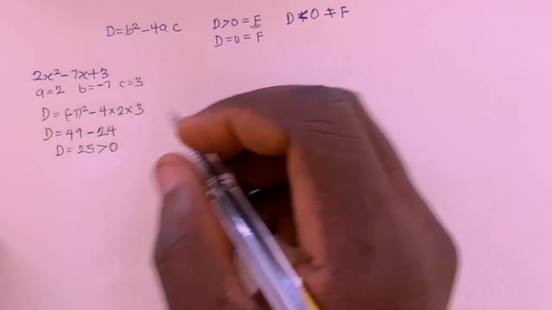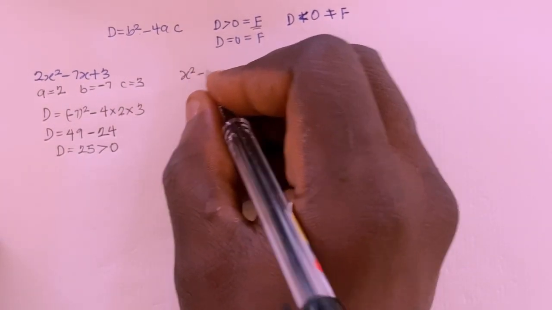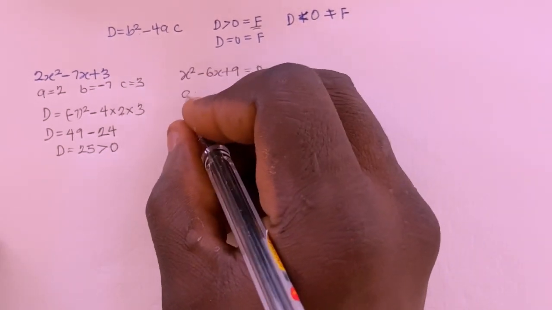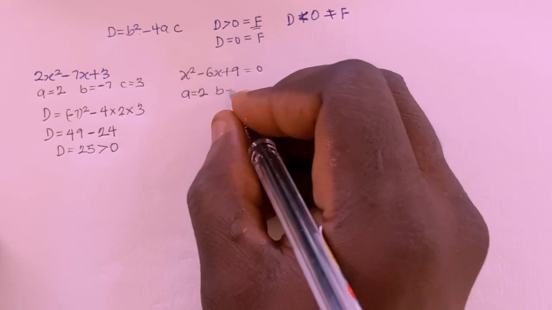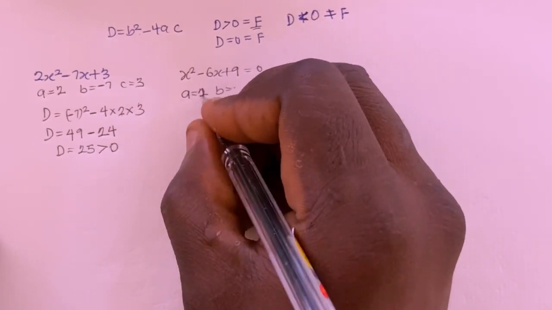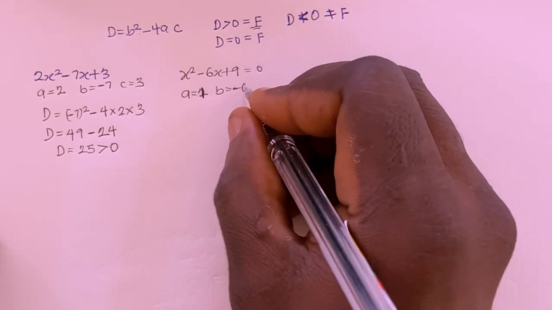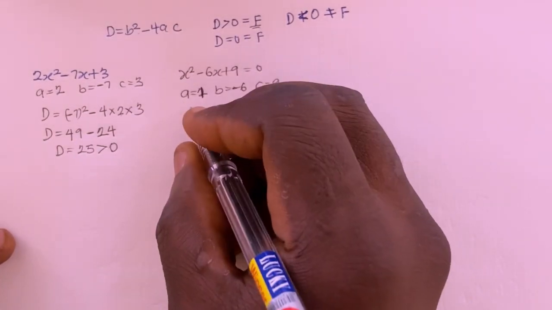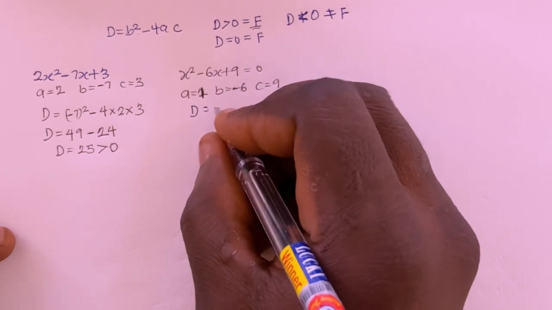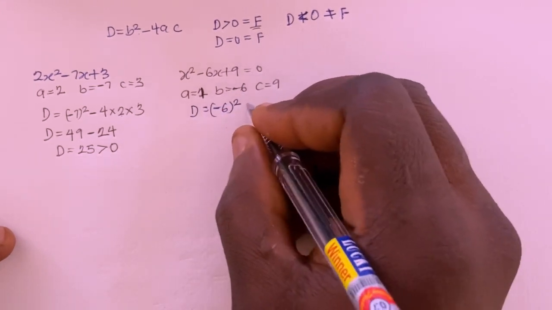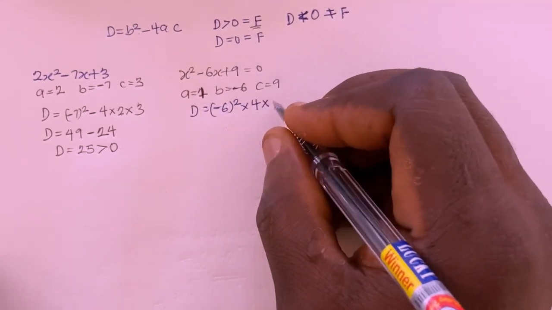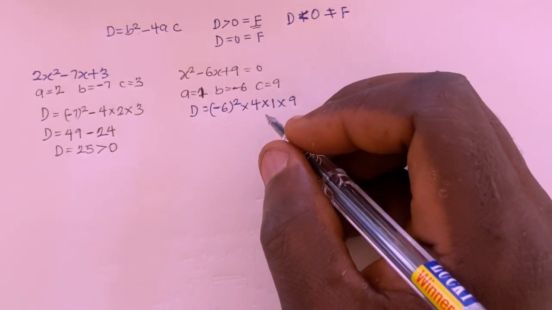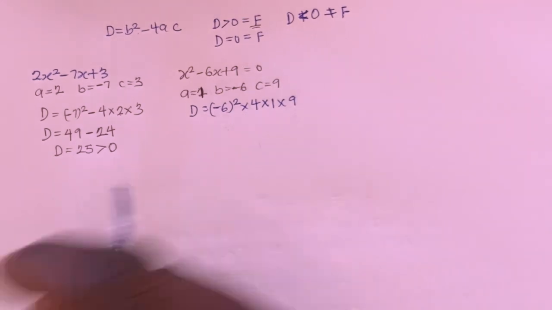So the second question, let's say you are given x squared minus 6x plus 9 equals 0. In this case, a is 1, b is minus 6, and c is 9. So we are going to use D equals b squared, that's minus 6 squared, right? Then multiply by 4, multiply by a, which is 1, then c, which is 9. Then 4 multiplied by 9 should give us 36. So 6 squared is actually 36.